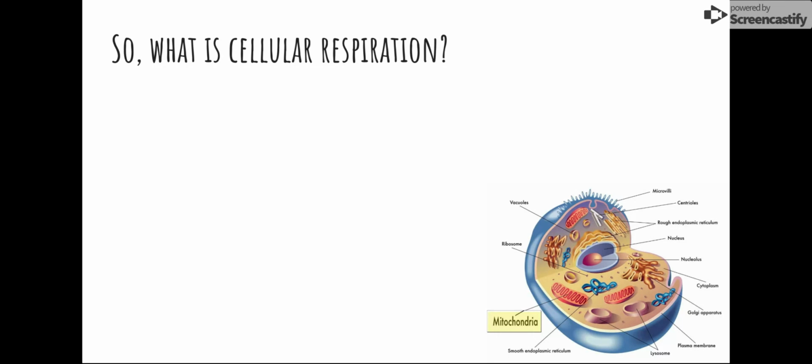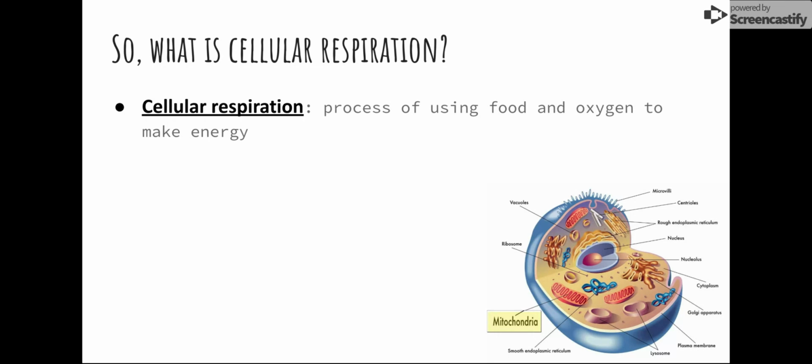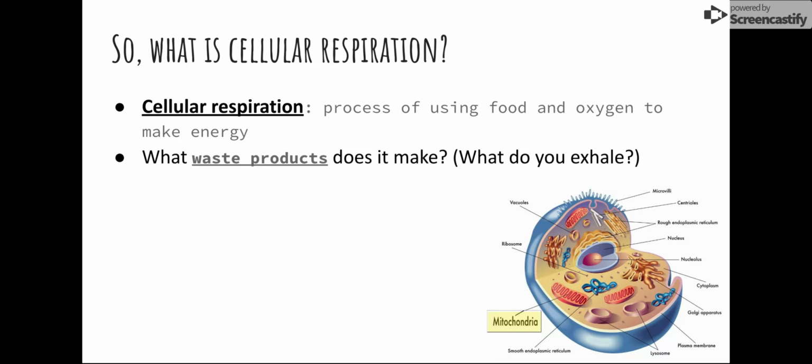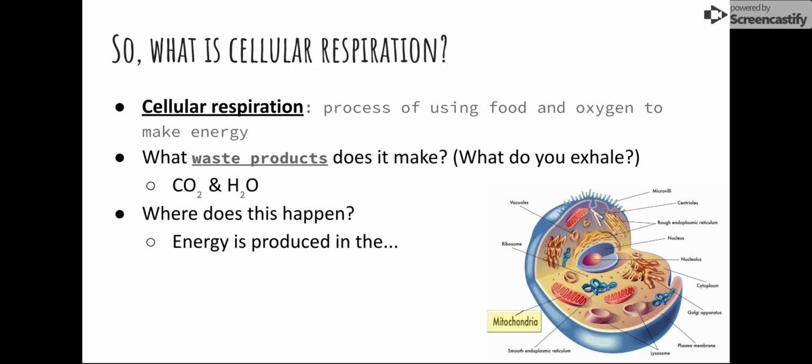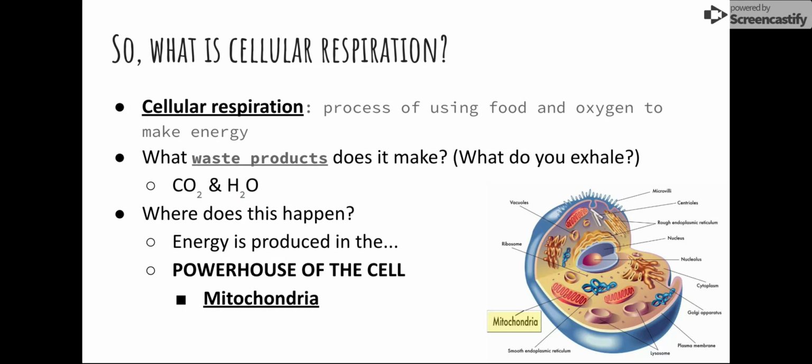So what is cellular respiration? It's the process of using food and oxygen to make energy. What waste products does it make? What do you exhale? CO2 and H2O. Where does this happen? Take a look at the diagram. What stands out the most? Exactly. Energy is produced in the powerhouse of the cell, which is also known as the mitochondria.